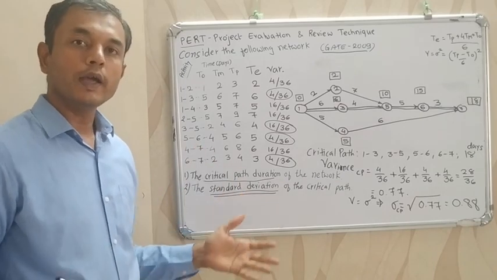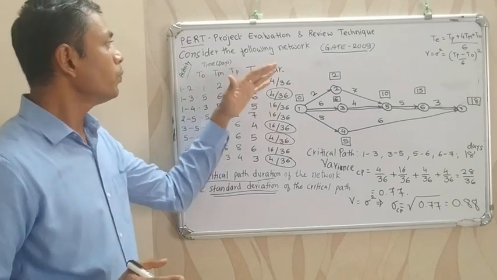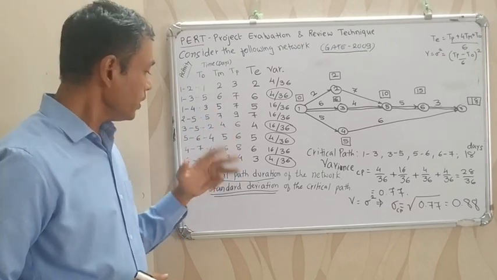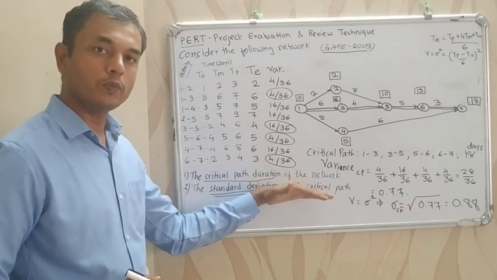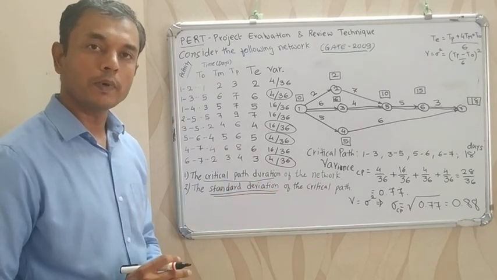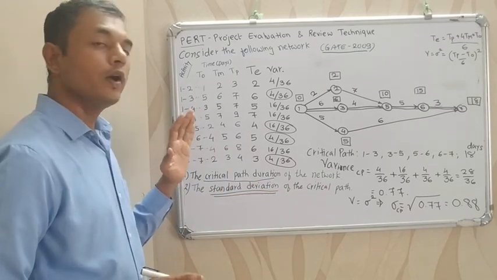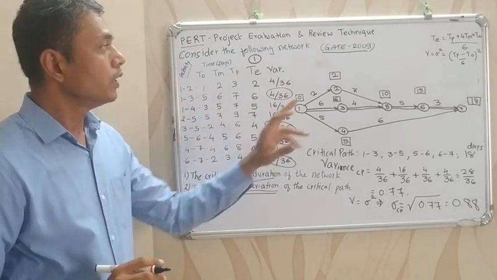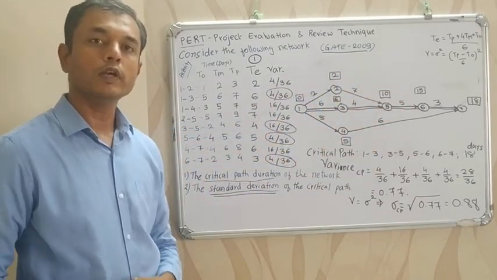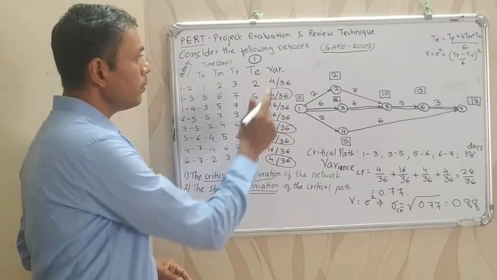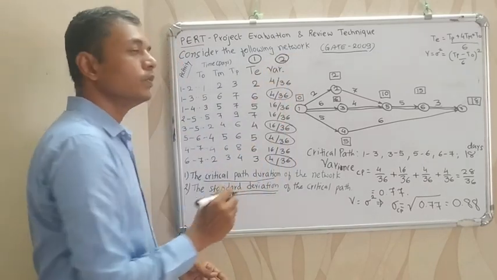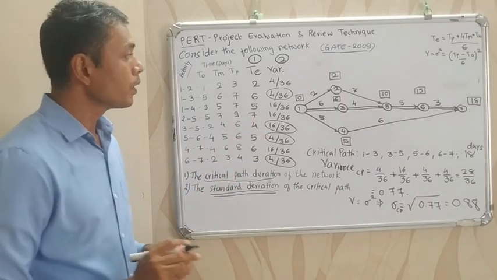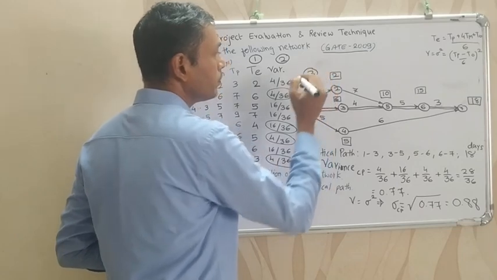So let's quickly recap the example. Consider the following PERT network. Activities are given, and 3 time estimates are provided. We have to calculate the critical path duration of the network and the standard deviation of the critical path. So we first calculated the estimated time. Step 1 is to calculate the estimated time, that is TP plus 4TM plus TO divided by 6. Then in the second step we calculate the variance of all activities, that is TP minus TO divided by 6, whole square. Then we have drawn the network diagram.